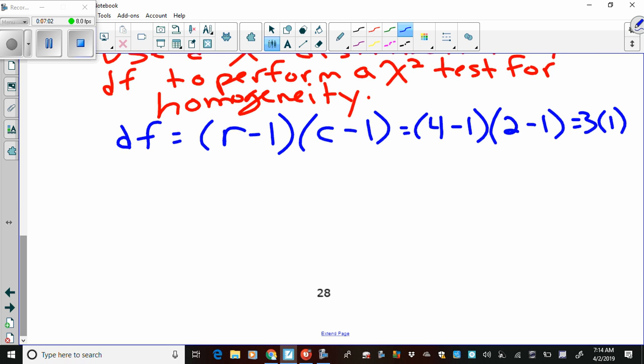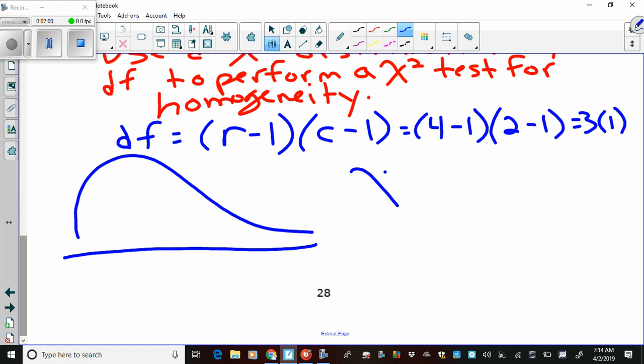So from here, I'm ready to do my mechanics. Just like goodness of fit, I need to draw the chi-square model. I need to write out my formula.